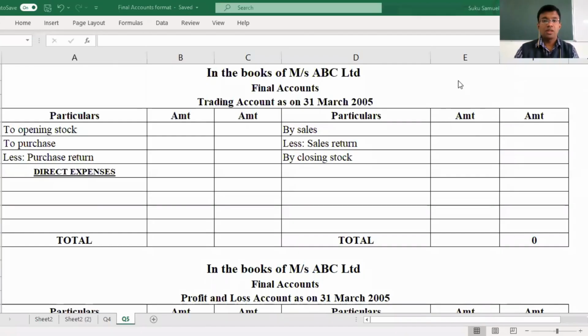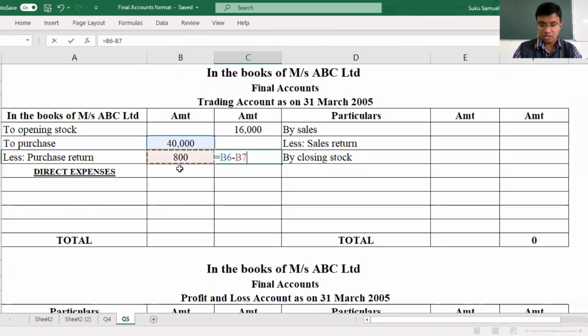The very first statement that we will prepare as part of the final accounts is the trading account. We prepare the format of the trading account, and let us quickly prepare it. We start off with the opening balance, which is 16,000. The next item that we have is purchases, and purchases is 40,000.